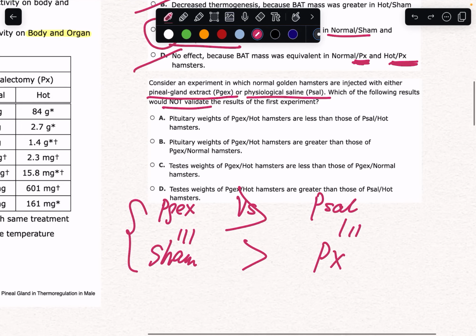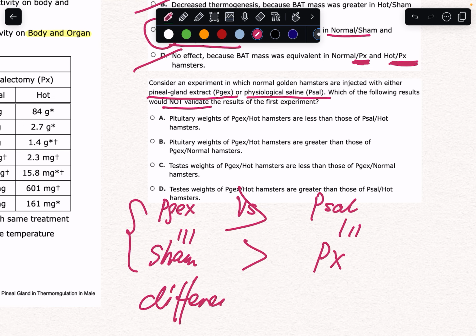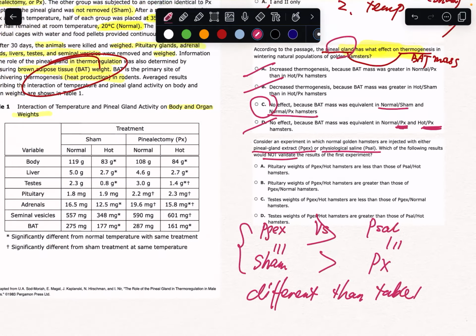Not validate means I need to pick the answer that is different from the result on table 1. Let's remind ourselves: my correct answer will be different from whatever is on the table. Then I pick it. So now let's look at this. For the answers, we have to look at the table as well.